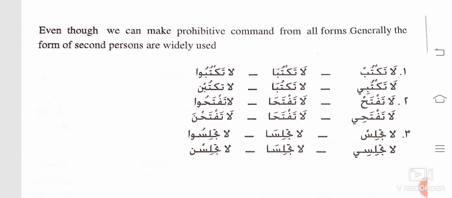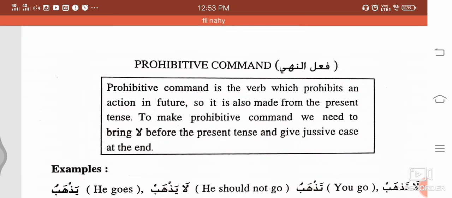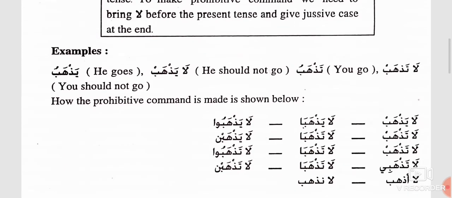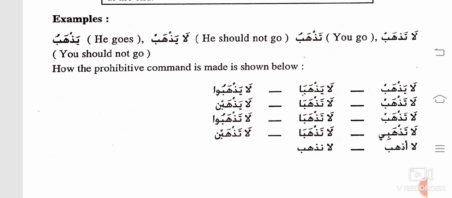So this is what we have studied. فعل النهي, prohibitive command, is a verb which prohibits an action in future. It is also made from the present tense. To make a prohibitive command, we need to bring la before the present tense and give jussive case at the end. So two kinds of prohibitive commands are there: prohibitive command to third person and prohibitive command to second person. La yadhhab, he should not go, is to the third person, and la tadhhab, you should not go, is to the second person.